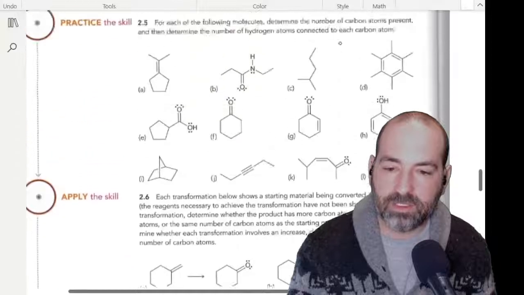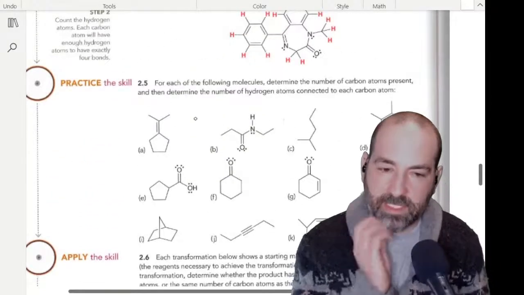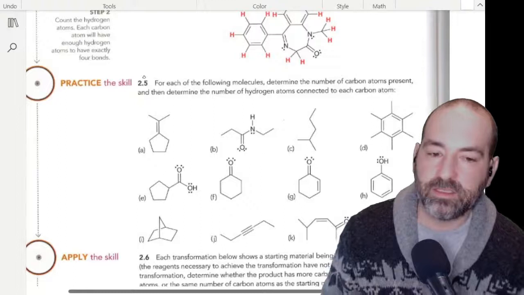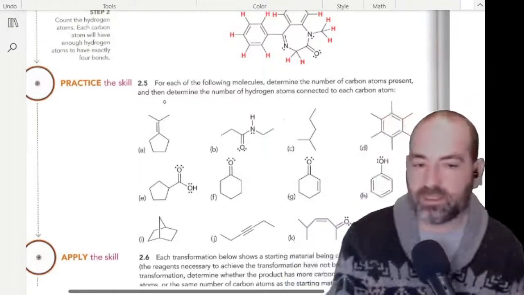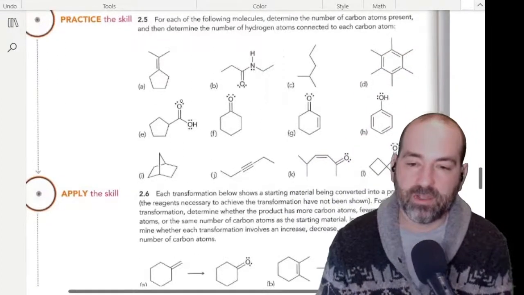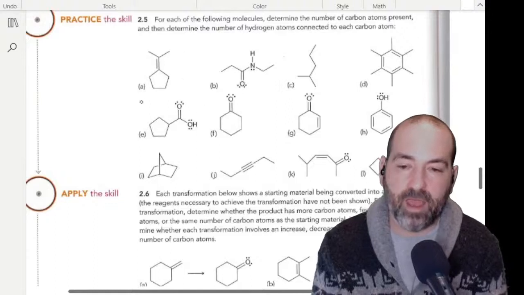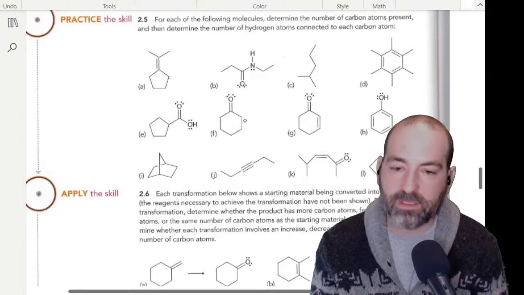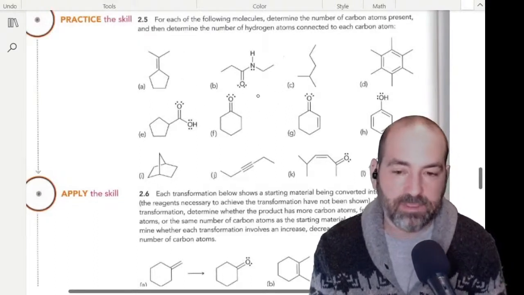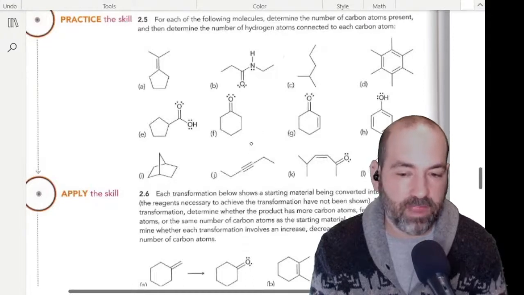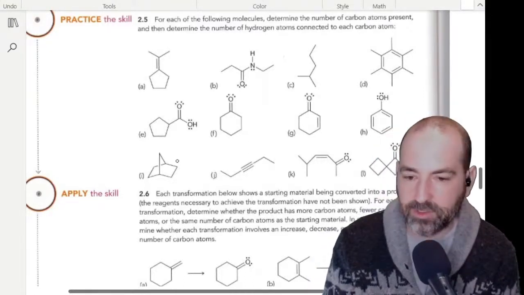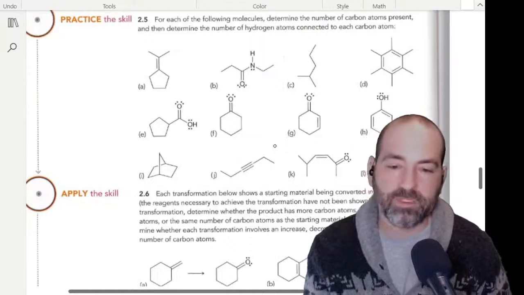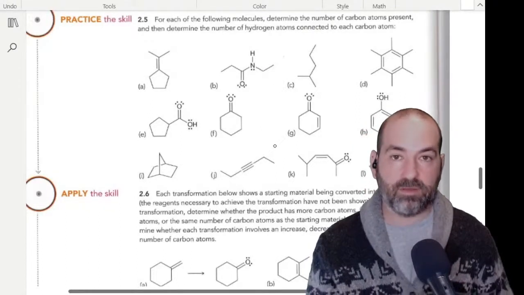A really nice, interesting activity here that we didn't do together is number 2.5. In this case, you're being shown a bunch of line structures, and you have to figure out how many of each atom is in there. So you have to accurately count the carbon atoms and the hydrogen atoms to make sure you've accounted for everything. And there are some kind of weird, tricky connected ones too. So give those a try and let me know how it's going.